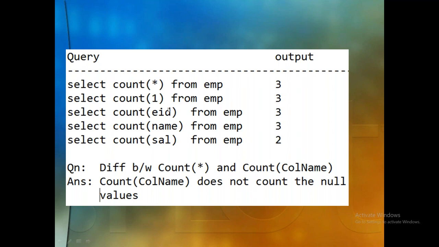But when you say count employee ID, employee name, employee salary, then there is an issue. If that column has null values, you will have a lot of issues there. Am I clear? So this question we can easily answer. You never say count star is slow, count one is very fast.